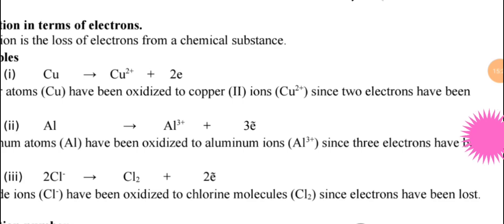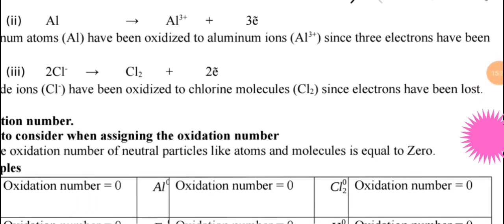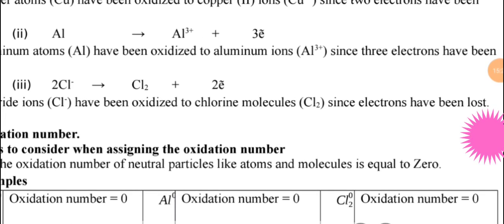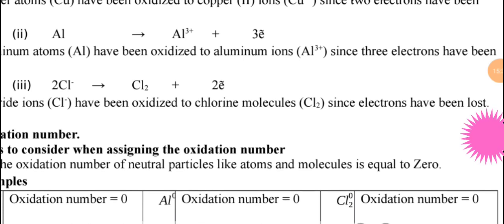We continue. So we have looked at oxidation in terms of oxygen, hydrogen, and electrons. Now we are going to oxidation in terms of oxidation number. When we are talking about oxidation number, you need to understand first, what is oxidation number? I think I can just talk about it. Oxidation number is nothing else but the charge that an element is associated with in a compound.